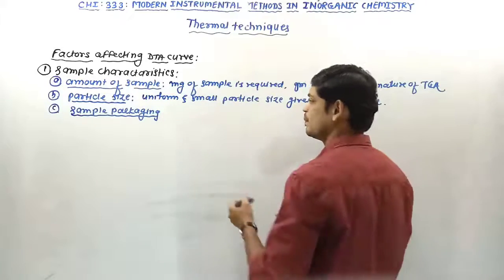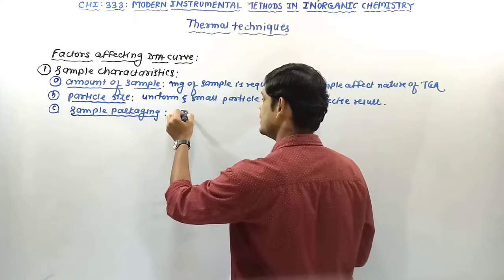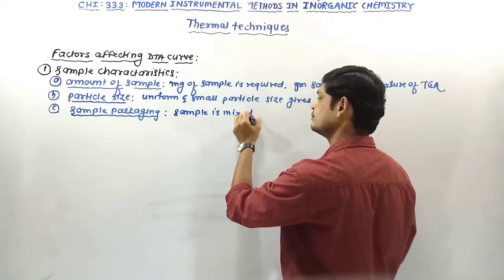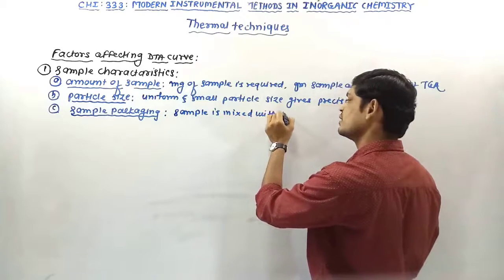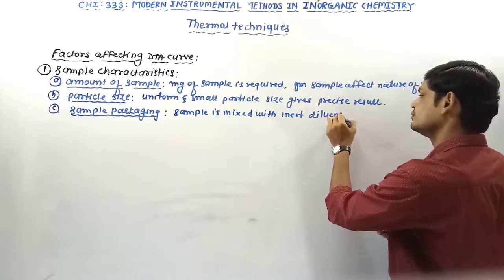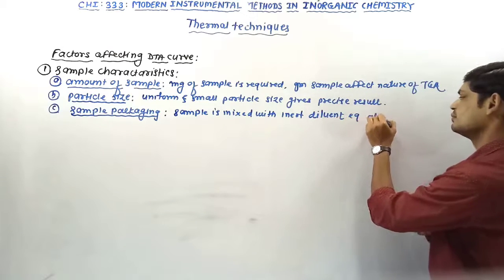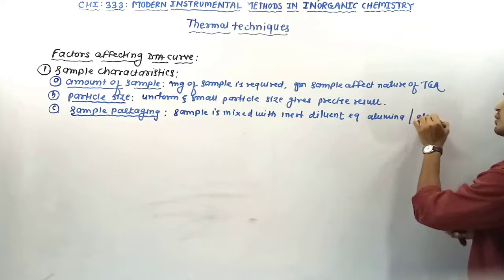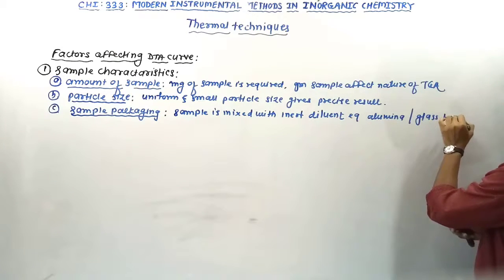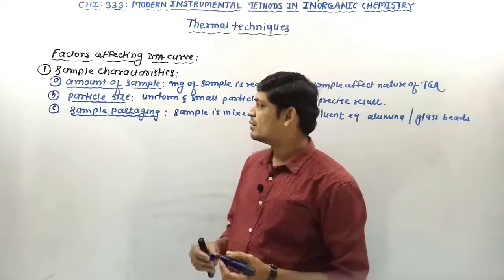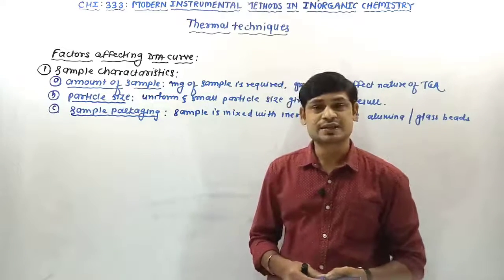So the sample is mixed with an inert diluent, for example alumina, or you can use glass beads also. So that was an account of the sample characteristics.